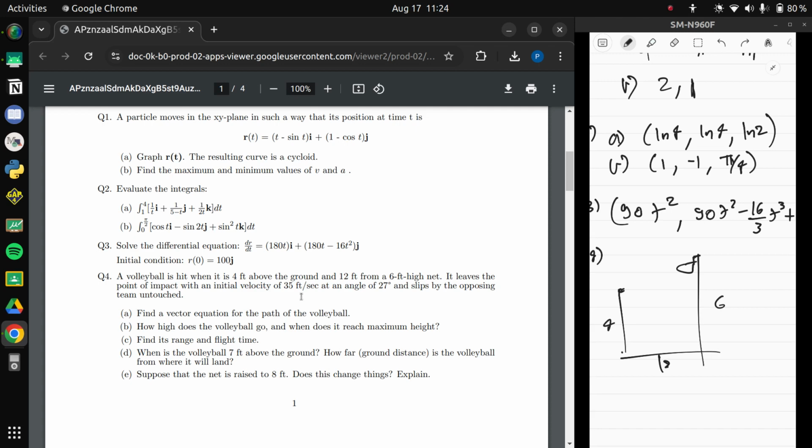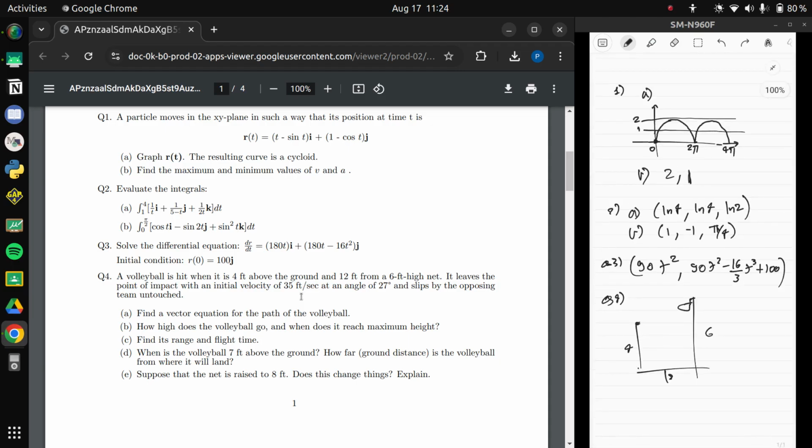How high does the volleyball go, and when does it reach the maximum height? Find the range and flight time. How far in ground distance is the volleyball from where it will land? Supposing the net is raised to 8 feet, does this change things? Okay, cool. So you just need to find this stuff, if it's going to hit that.